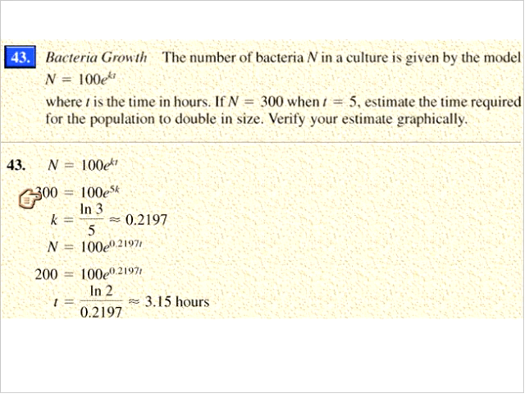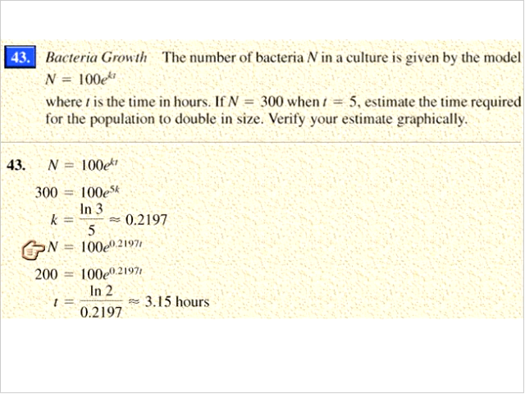Divide each side by 100. Take the natural log to get rid of e. And then divide by 5. So natural log of 3 divided by 5 is 0.2197. Okay, we're going to rewrite our equation now with 0.2197 plugged in for k.